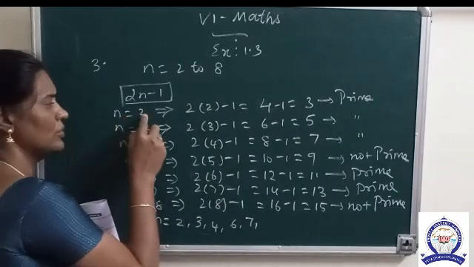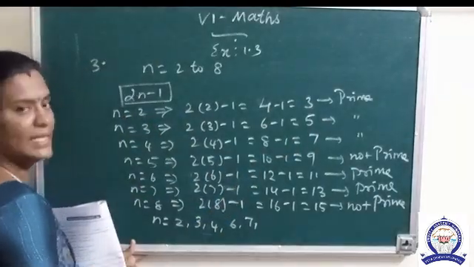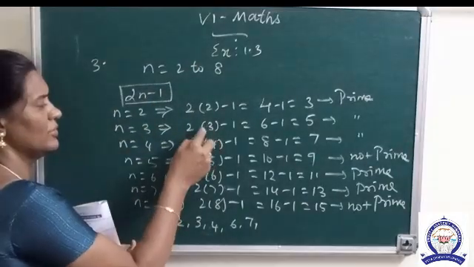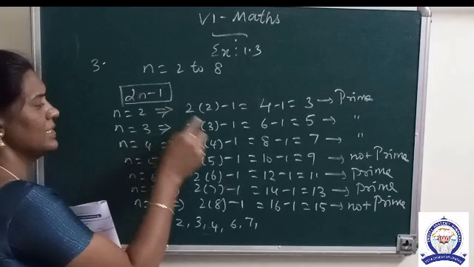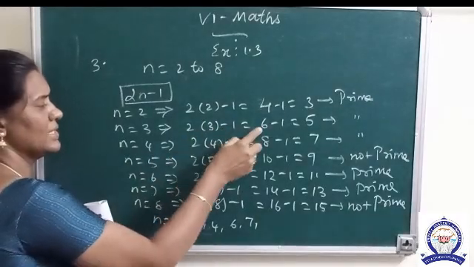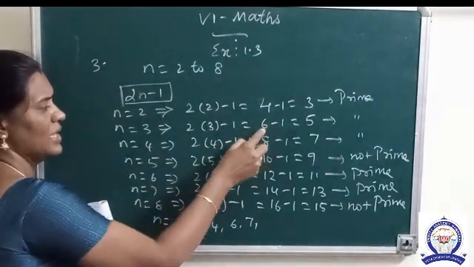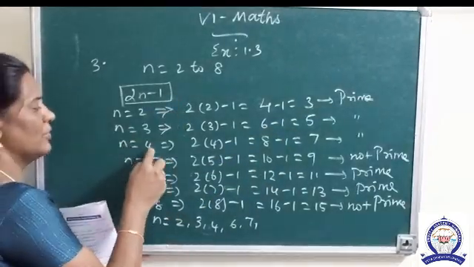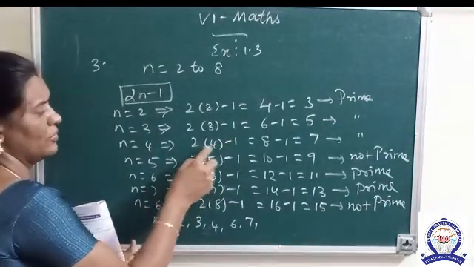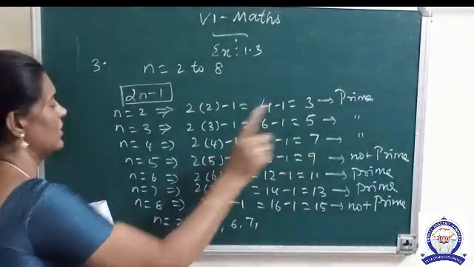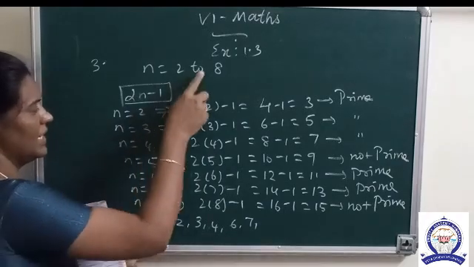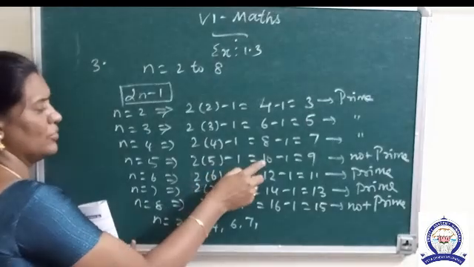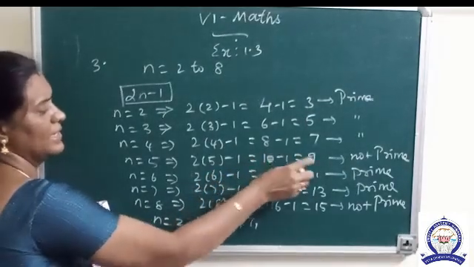So if we substitute 2 for n, we get 3, which is a prime number. Next we take n equal to 3. See 2 into 3, we substitute the value of n as 3, minus 1. 2 threes are 6. This minus 1 you write as it is. So 6 minus 1 is 5. 5 is also a prime number. Next we take the number 4. So 2 into 4 minus 1. 2 fours are 8. 8 minus 1 is 7, also a prime number. Next we take n equal to 5. So 2 into 5 minus 1. 2 fives are 10. 10 minus 1 is 9.